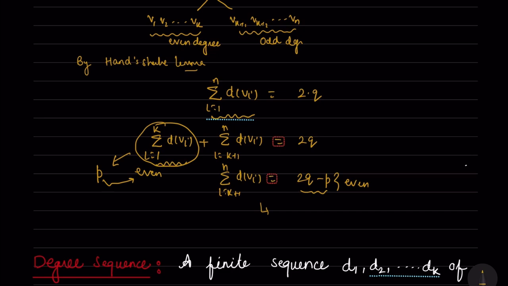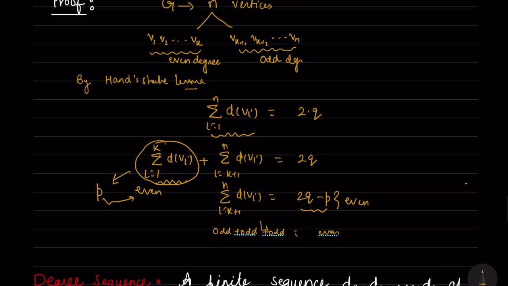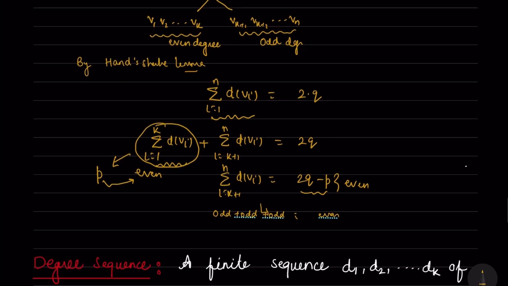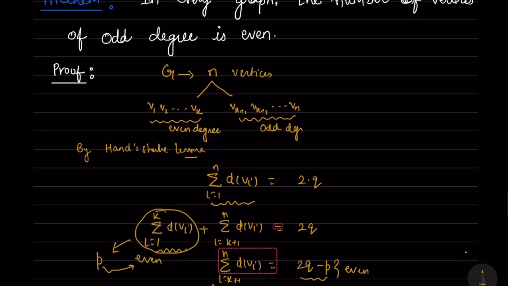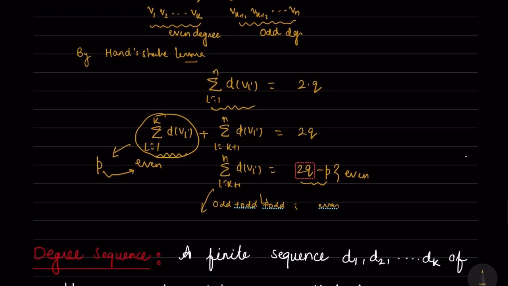we add the odd degrees: degree of v(k+1) is odd, v(k+2) is odd, so odd plus odd plus odd plus and so on equals even. So how many times can we add odd numbers to get an even number? We have to add odd numbers an even number of times. So from here we can directly imply that the number of vertices of odd degree is even.